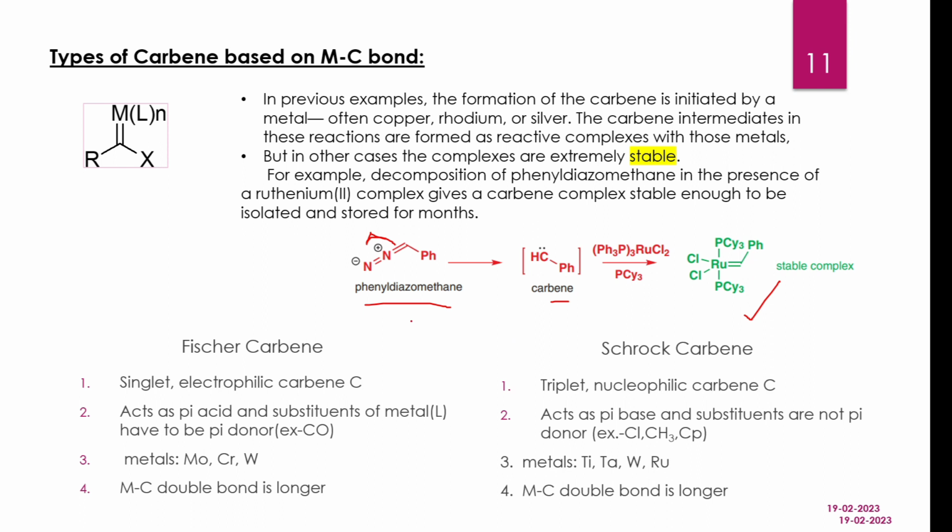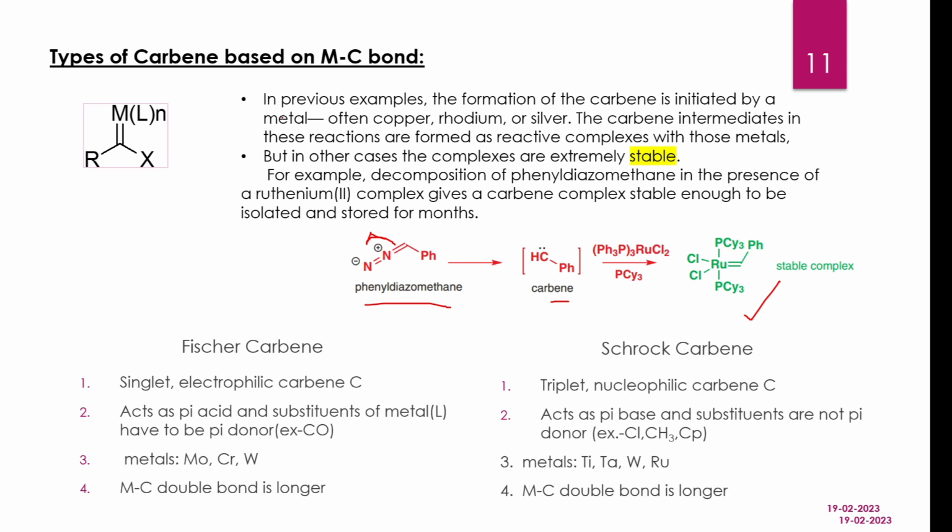So the next is, based on this metal-carbon bond, this type of metal carbene can be formed. Now this metal-carbon bond can be of different types in the carbene. Based on the nature of this metal and carbon, the carbenes are divided into two types. One is Fischer carbene, one is Schrock carbene. What are the characteristics of a Fischer carbene? In the case of a Fischer carbene, the carbene generated is singlet and it is an electrophilic carbene carbon.